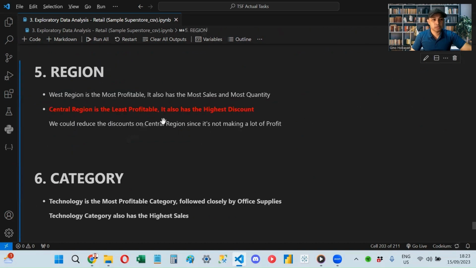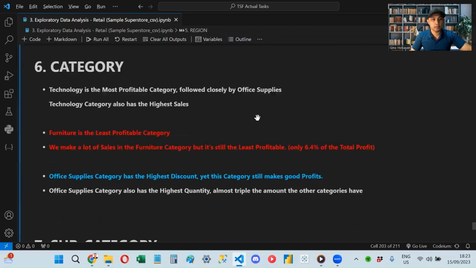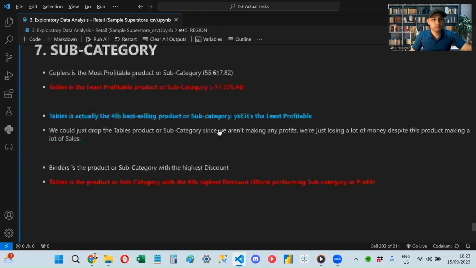So central region is the least profitable, also has the highest discount. Furniture, the least profitable category. It only amounts to 6.4% of our total profit. Tables is the least profitable, and it actually has the 6th highest discount.